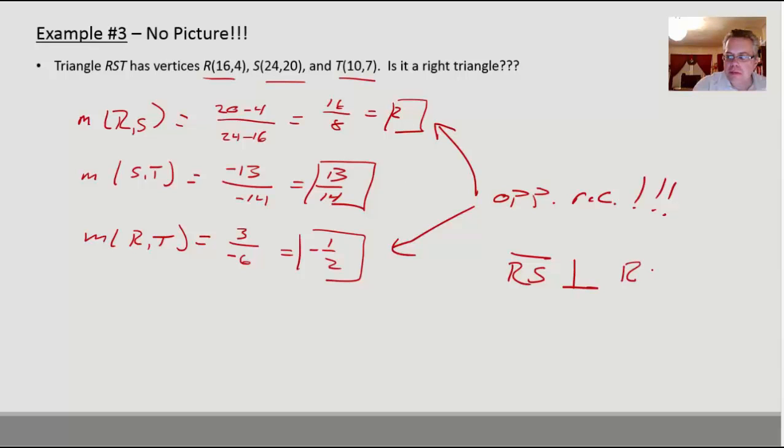So kind of interesting, we're going blind. We're just checking the slope of the three sides, and if any two of them are opposite reciprocals, those sides make a right angle. So yes, this one's a right triangle. So that's how we do that.